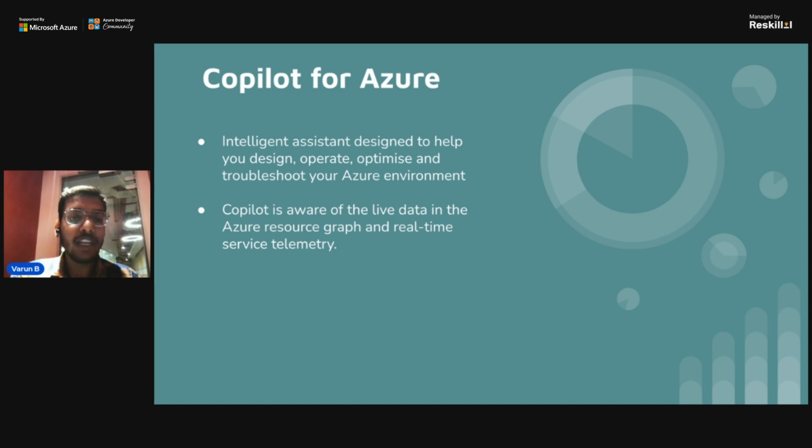Plus, as I was telling, it's not static. Copilot is aware of the very live data which your Azure has, the complete subscription which you have. It has access to Resource Graph and real time service telemetry. You can go and ask a very customized query. I'll give you an example. We all know that there is a very basic service known as virtual machines in our cloud. So the person can go and ask, can you tell me how many virtual machines are running on this subscription where the tag is department name equals finance?